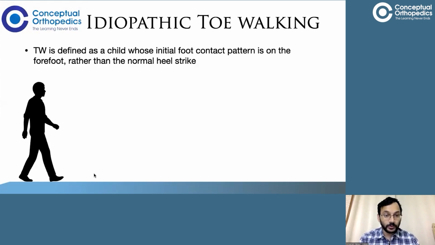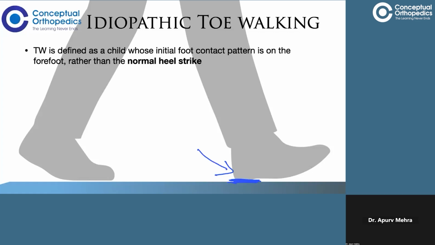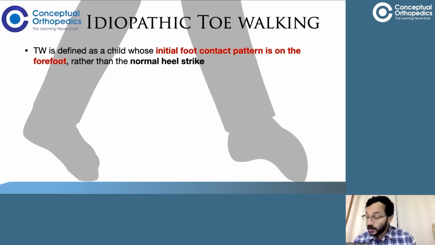So in a normal individual, what we would see is that the heel comes into contact first. Okay, so that's the heel strike. But in a patient who is suffering from toe walking, the heel is off the ground and the forefoot comes into contact with the ground initially. Okay, so there is no heel strike as such. So that is what idiopathic toe walking is.